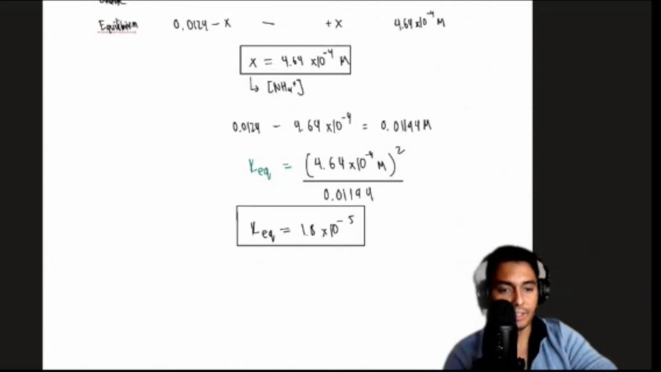And so in this particular example, they gave us the hydroxide ion concentration. What was that again? Remember, they said that was 4.64 times 10 to the minus 4.